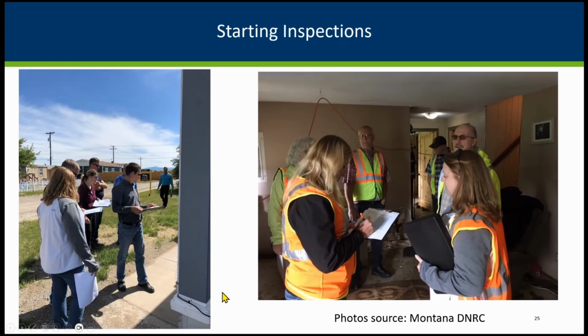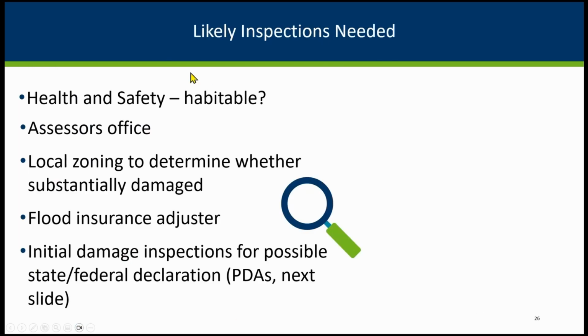And here's an example of some folks out there doing inspections. A lot of times you'll have folks from different departments out there helping with the inspections. Certainly the local community. You may have folks from Homeland Security Emergency Management out there looking at preliminary damage assessments. You may have other groups, insurance assessors, out there looking at damage. After a flood, there tends to be a lot of different inspections going on.